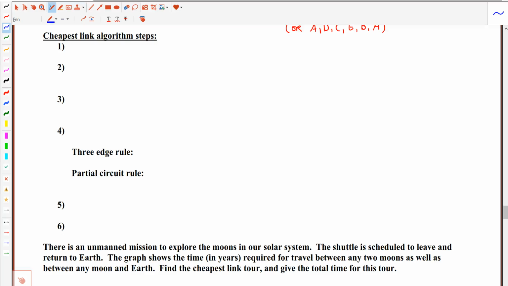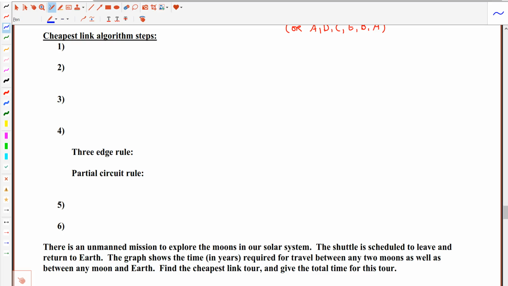The last algorithm that we're going to learn how to solve a traveling salesman problem is called the cheapest link algorithm. Now again, this one is not in your textbook, but this one can also solve traveling salesman problems, and it's a nice change of pace from what we've been doing with the nearest neighbor stuff. So here's the algorithm steps for cheapest link.